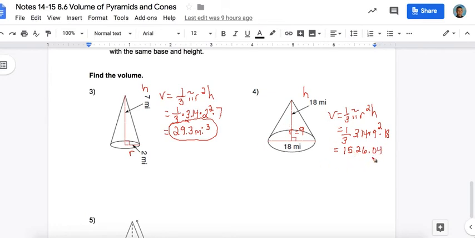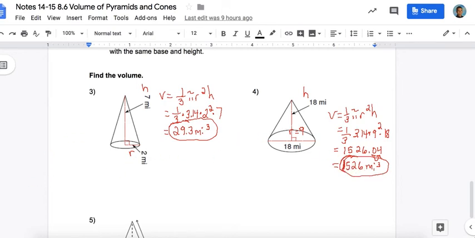I didn't show you the rounding on the last example, but I will show you here. If we're rounding to the nearest tenth, underline the tenths, look to the right. If it's 5 or above, give it a shove. If it's 4 or below, let it go. So we're going to let it go. And since it's 0.0, we're not going to write 1,526.0. We're just going to leave that 0.0 off and write miles cubed. And this is a 1 here. It got cut off when I circled it. So that is 1,526 miles cubed.